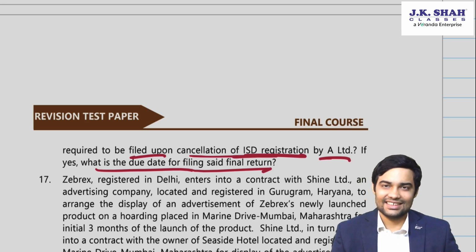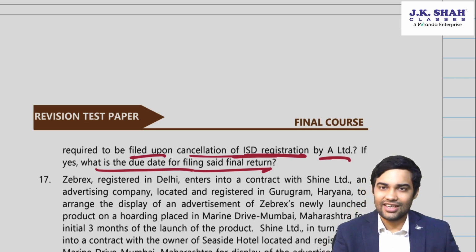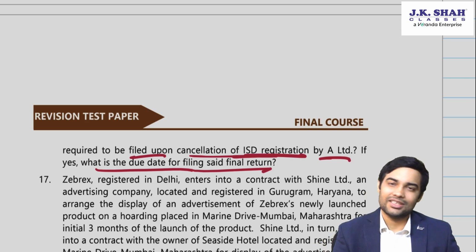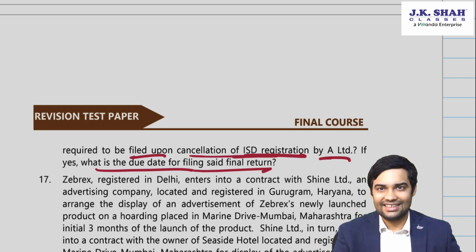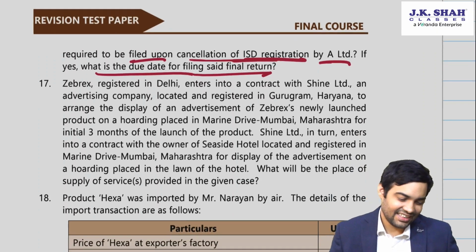for the ISD registration, but for the regular registration in Rajasthan, you'll have to file a final return, and the time limit is 3 months from the date of cancellation or 3 months from the date of order of cancellation, whichever is later. Okay, let's see the next question.